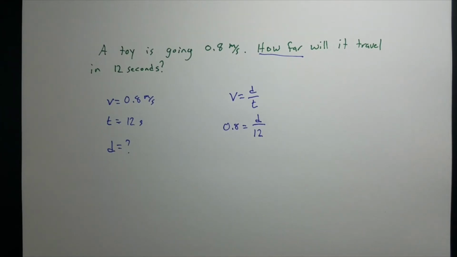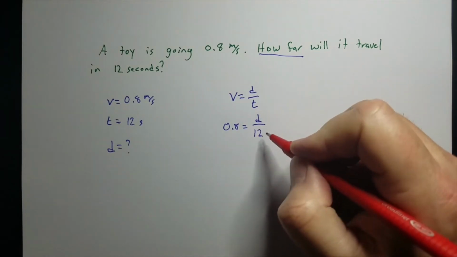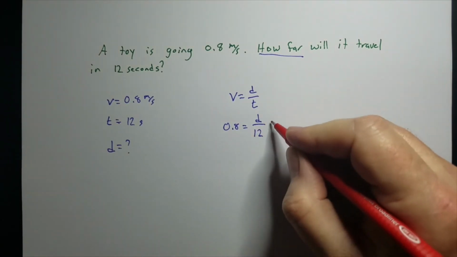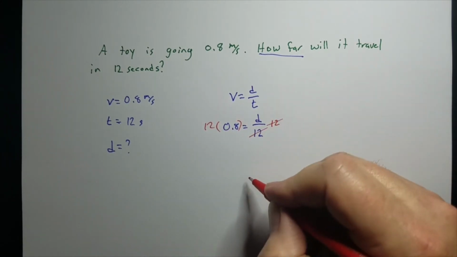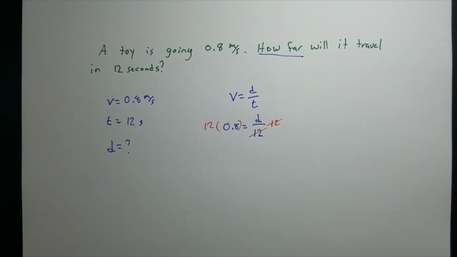And so now we need to solve that. So now we're going to work on our algebra a little bit. We need to get d by itself. That means if 12 is divided on this side, it'd be multiplied on the other. So we're going to multiply both sides by 12. Those cancel.